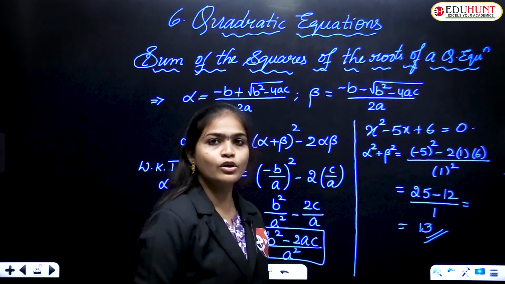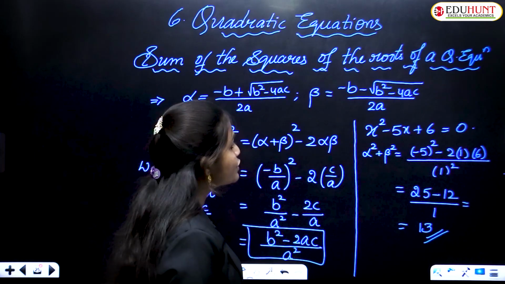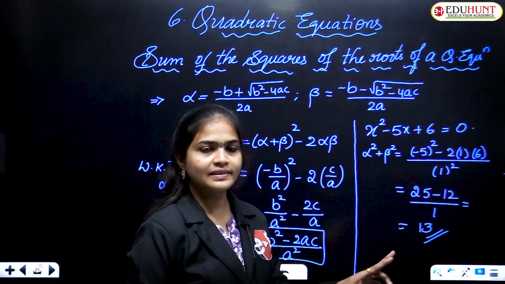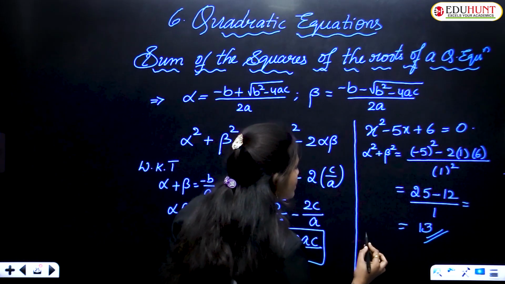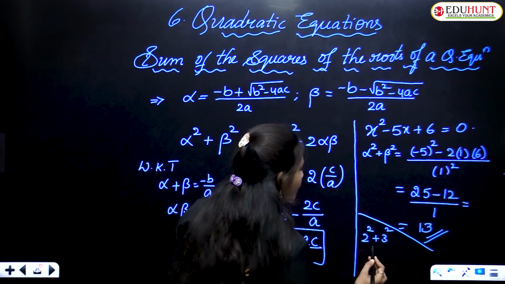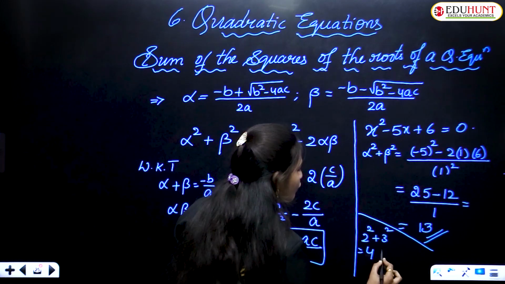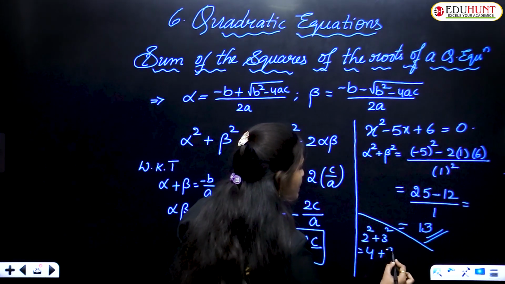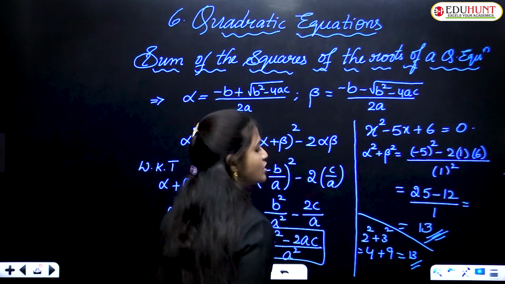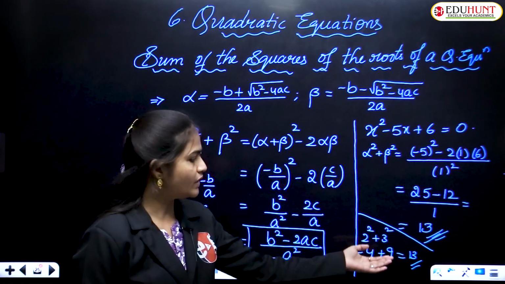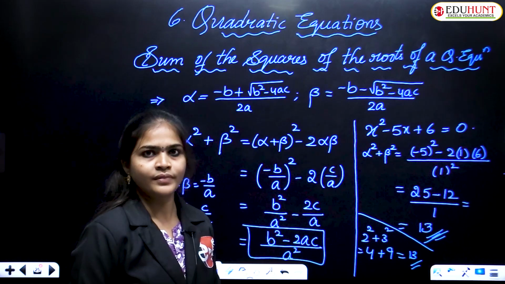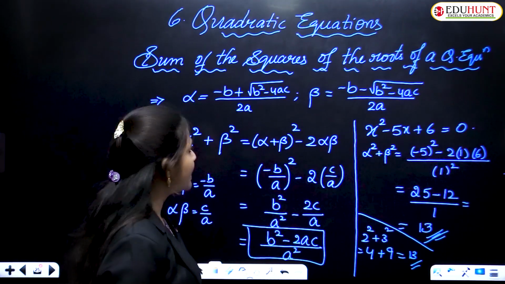So in this way we got 13. We also know the roots of this equation: they are 2 and 3. So 2 square plus 3 square, where 2 square is 4 and 3 square is 9, and 9 plus 4 is 13. So in this process also we got 13. Without finding the roots we can find the sum of the squares of the roots. Am I clear, children? Next, see this.